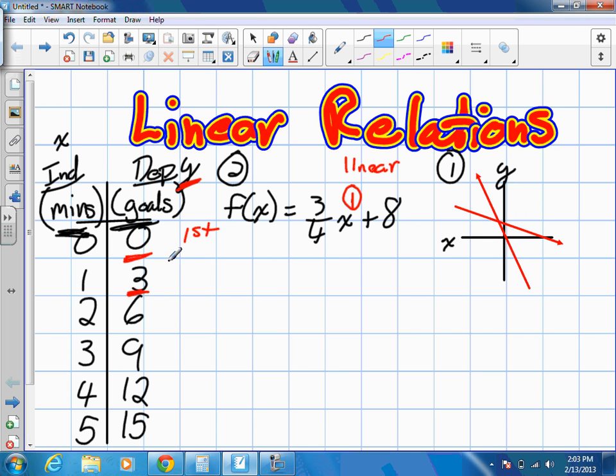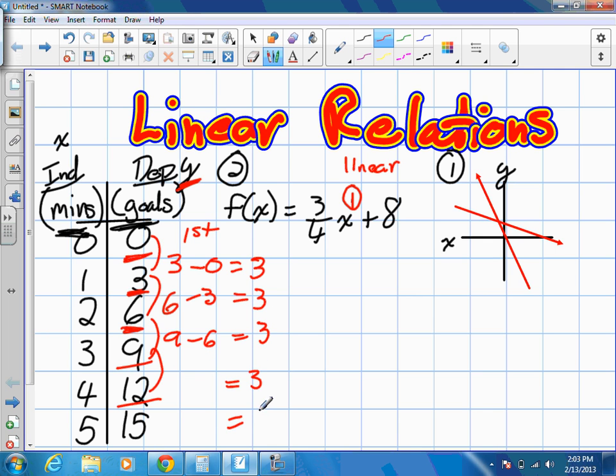So I take 3, subtract 0, and what will that equal? 3. Good. I then take the next number, 6, and what do I subtract? That's right. I subtract 3. What am I going to get? Excellent. 9 subtract 6. 12 subtract 9. Right? And then 15 subtract 12.